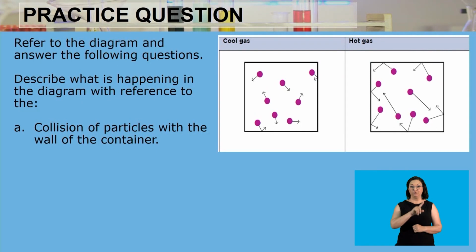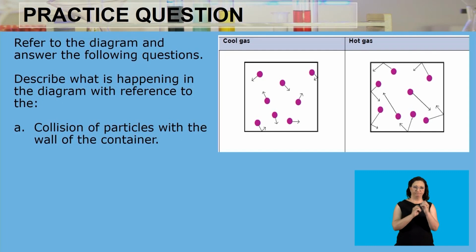So now let's start. We are given this question here and they want us to refer to the diagram and answer the following questions. So the question is, describe what is happening in the diagram with reference to the number one, which is now the collision of particles with the wall of the container. So we have this diagram and the first one has cool gas and the second one has hot gas. We need to now describe what is happening in those two pictures when referring to the collision of particles with the wall of the container.